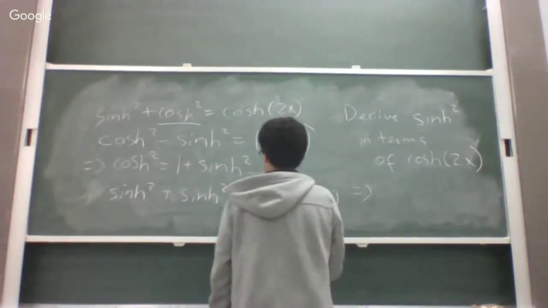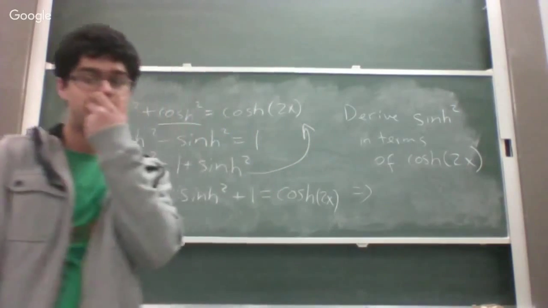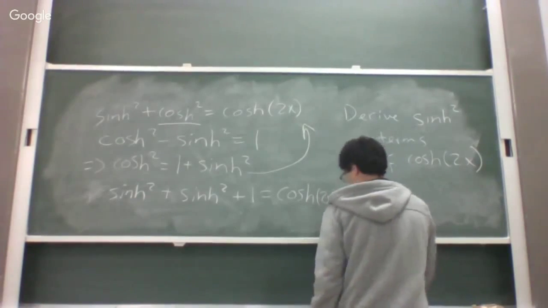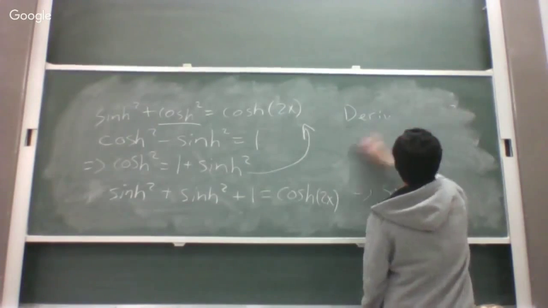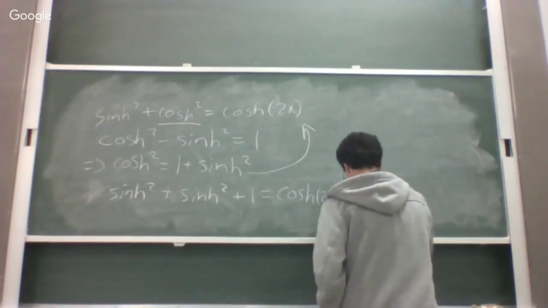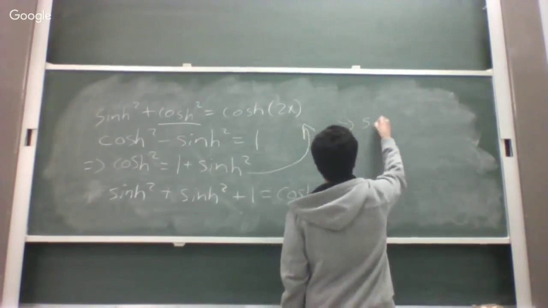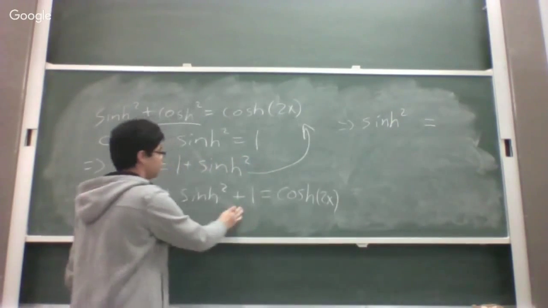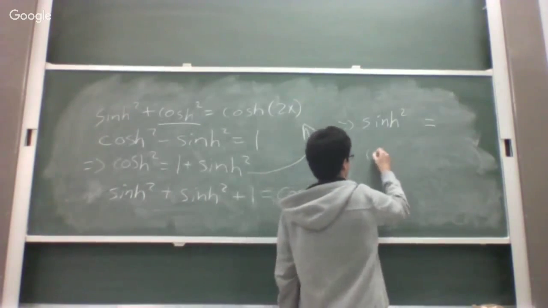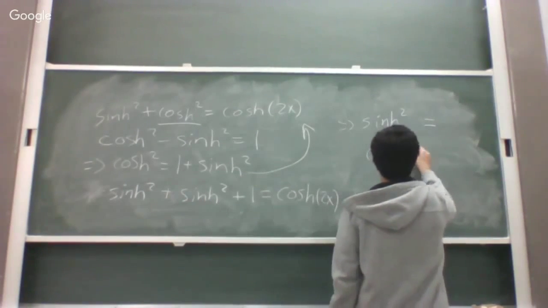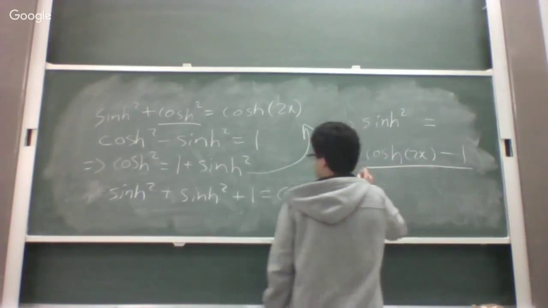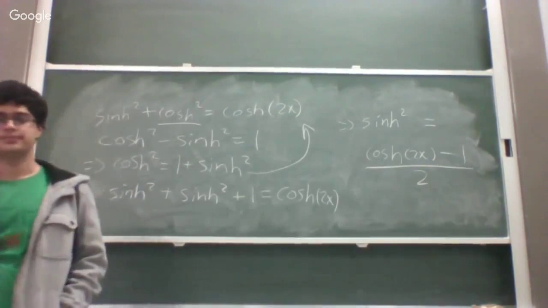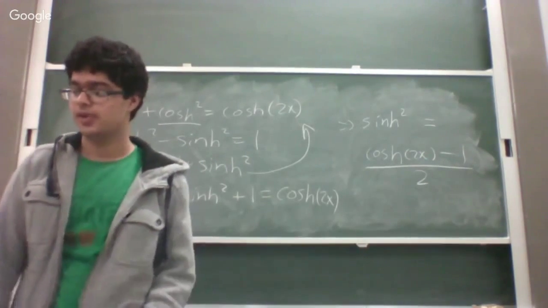Therefore, so what would it be? Overall, therefore, sinh squared is equal to what? So we'd have cosh of 2x minus 1, and then it'd be divided by 2. Good? So you'll have a problem like that.